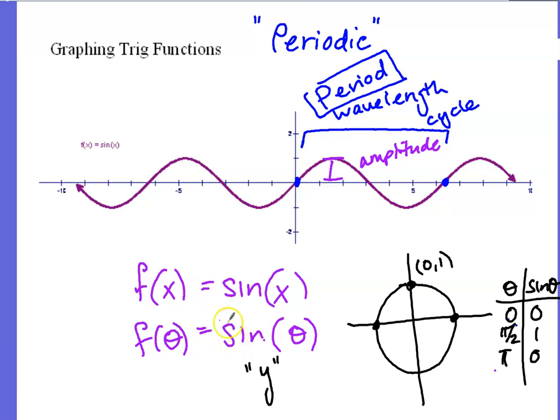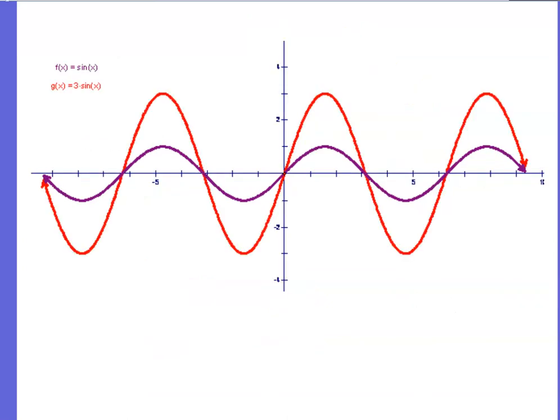So the first thing I'm going to look at is what happens if I multiply by something out front. So let's do that. So in this picture, I have sine of x, which is in purple, and then I have 3 sine of x. So I'm multiplying by a value out front. Okay, for the second guy. So what did happen to the graph? Everything looks the same except what?